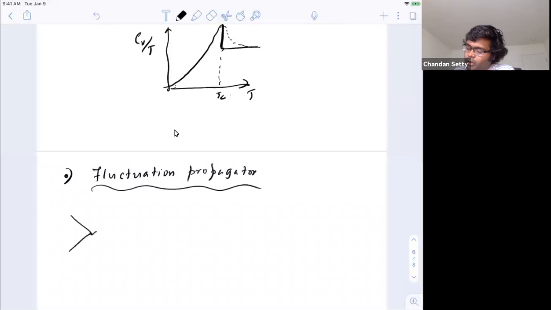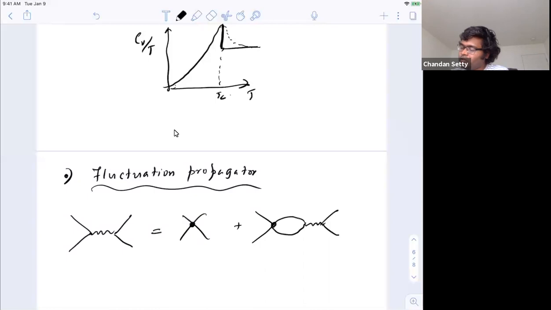Diagrammatically it is defined in the following way. So this is some sort of self-consistent equation for the wavy line, which is simply L, the fluctuation propagator. And in principle, you'll always have some sort of vertex corrections. So this is some sort of Bethe-Salpeter equation for L. And this vertex correction could be anything. It could be coming from impurities, it could be coming from interactions and whatnot.